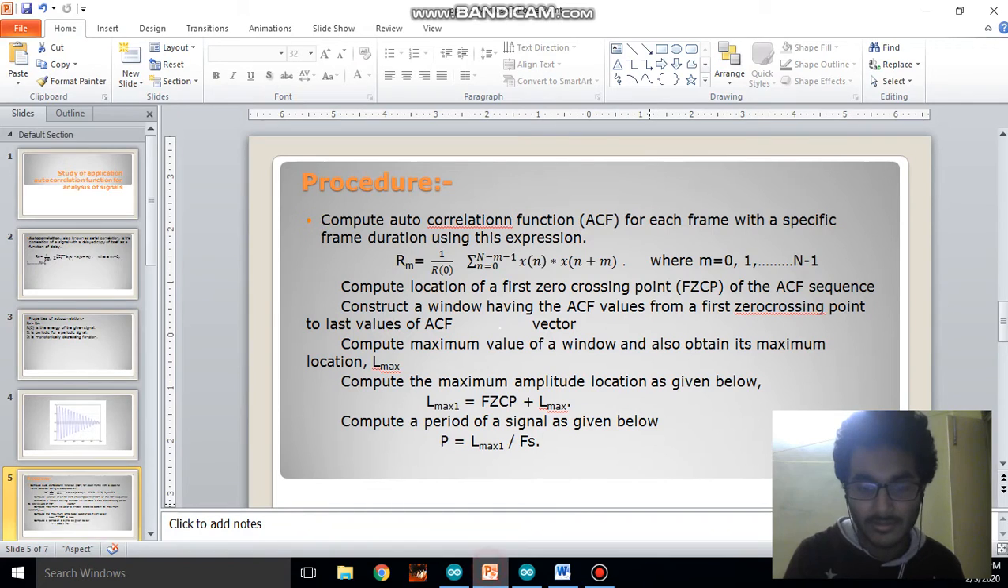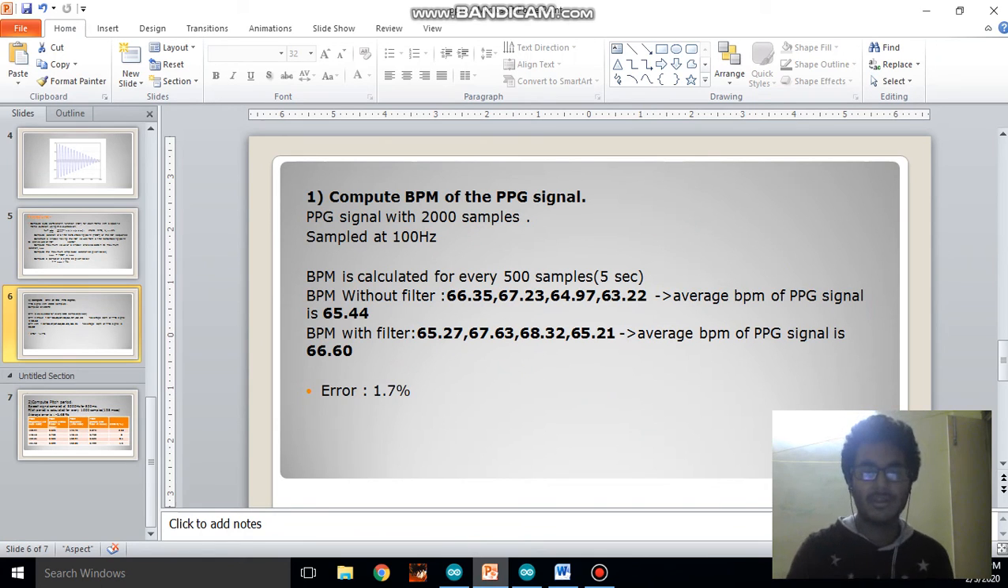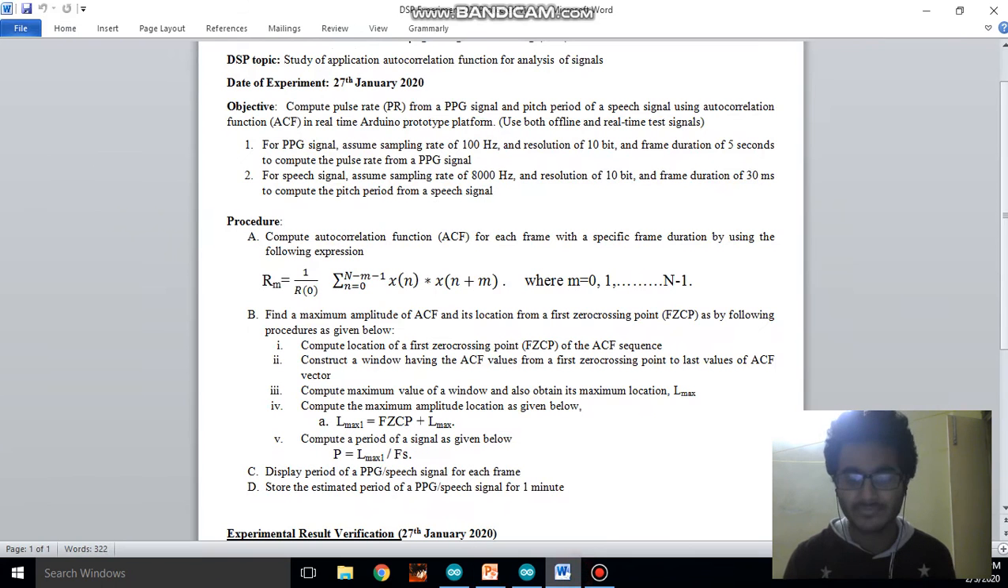Here we have done it two ways, with filter and without filter. With the filter we got 66.6, and without the filter 65.44, and the error we calculated is 1.7%.